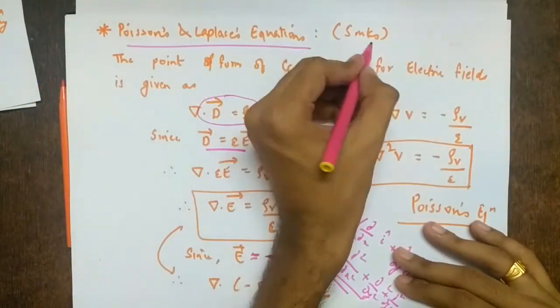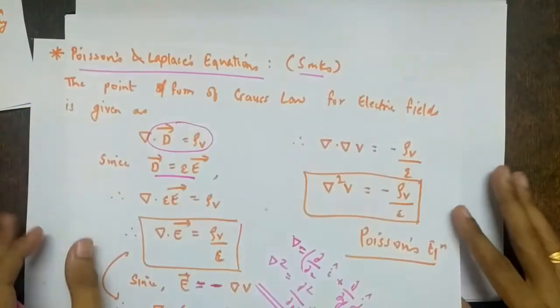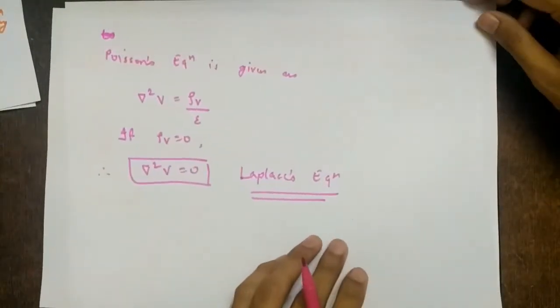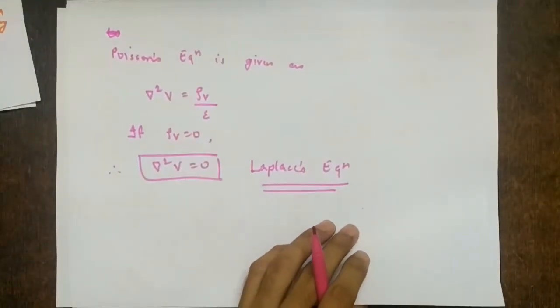Derive Poisson's and Laplace's equation. This question usually comes for 5 marks. Very simple, right? So don't keep this for option. Next are numericals, so I will not cover them now. I will cover them in the next lecture.